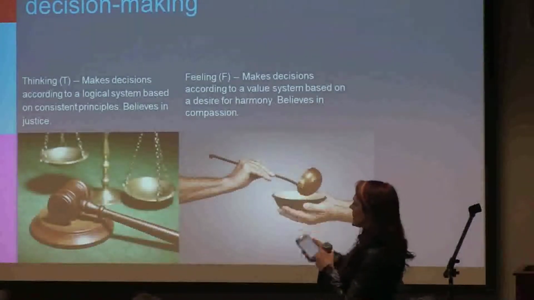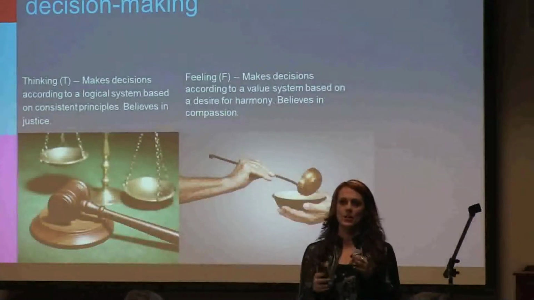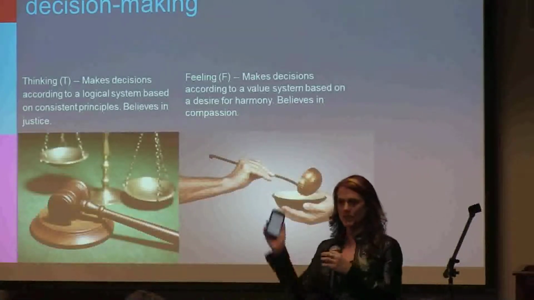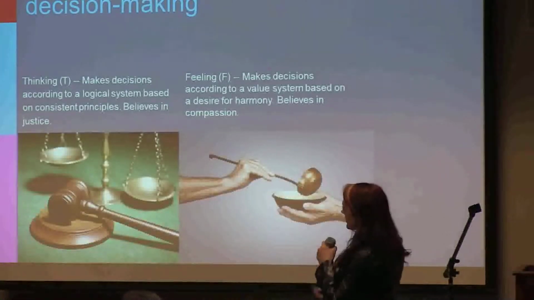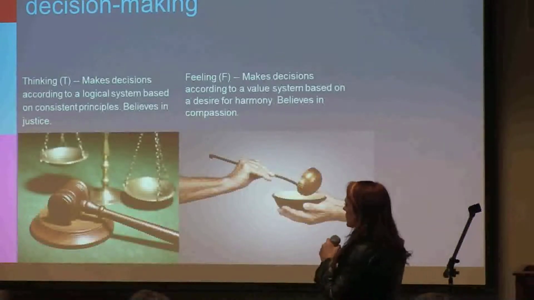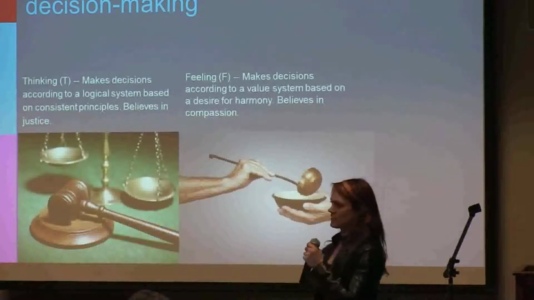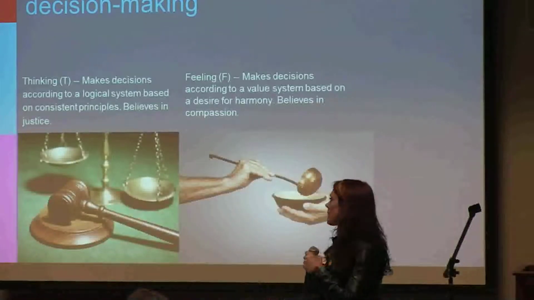So the letters for that, because they break it down to a category. Your character, or you, whoever's taking the test, is going to end up with 4 letters, and that's what these things are that we're talking about. So thinking, T, makes decisions according to a logical system based on consistent principles, believes in justice, right? So a black and white thinker.